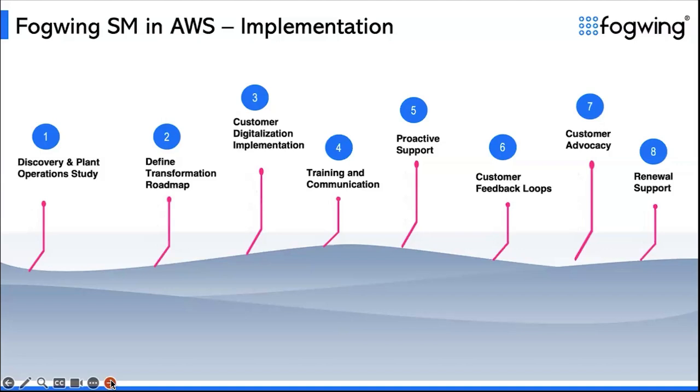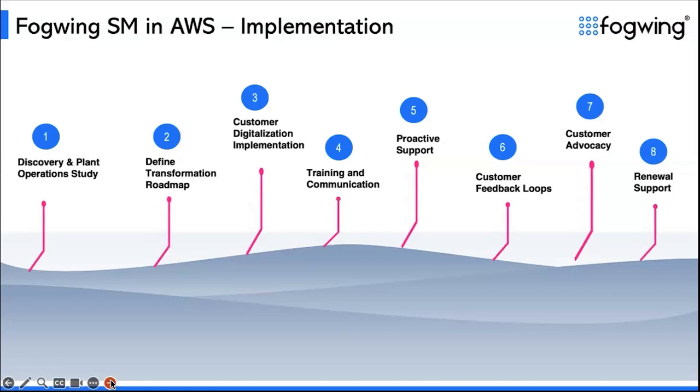So typically we start with the discovery and plant operation study. That's what we do in the initial phase. We discover the plant, we study the plant machines, and we understand the current practices at plant level. We identify the gaps, and we identify where we can apply the digital technologies rapidly and make them usable. That's the first step. The second step is to define the roadmap.